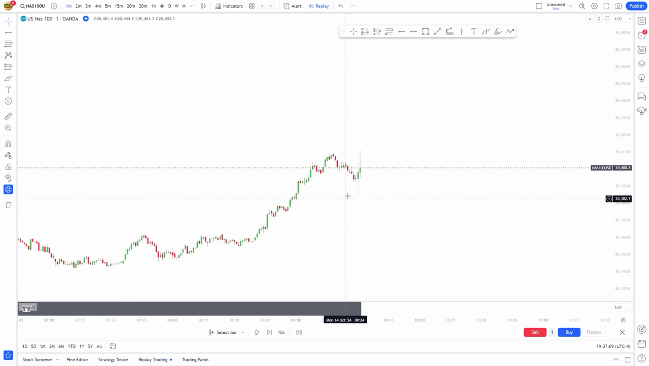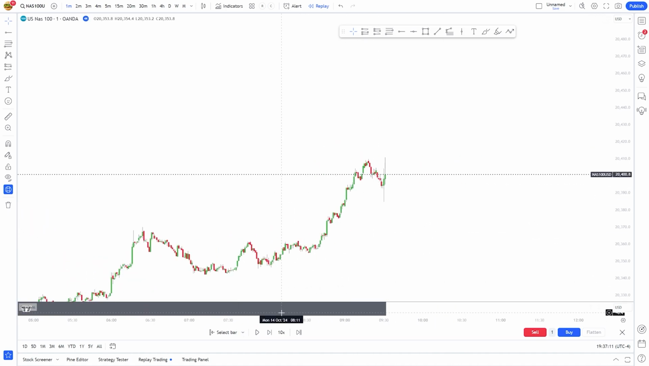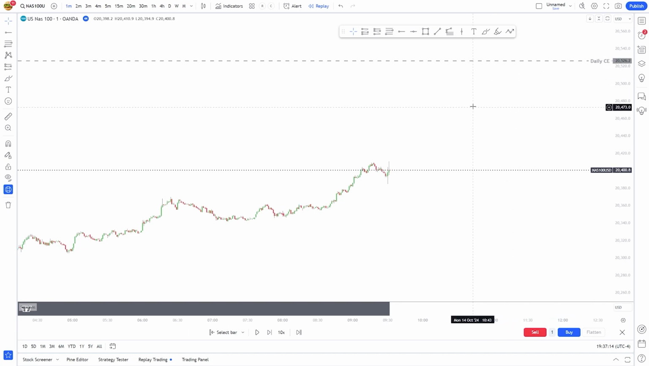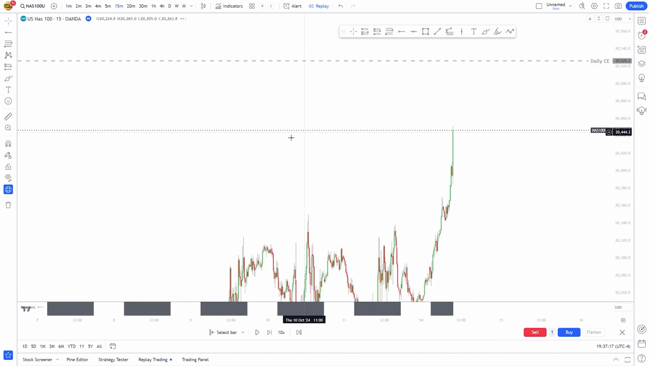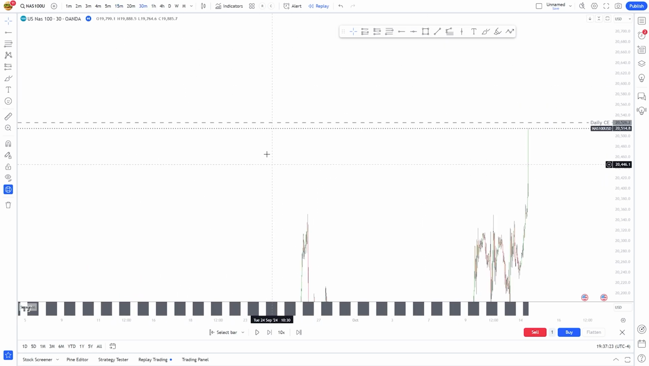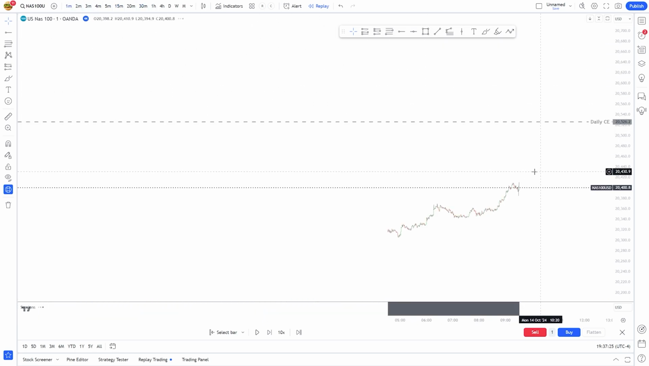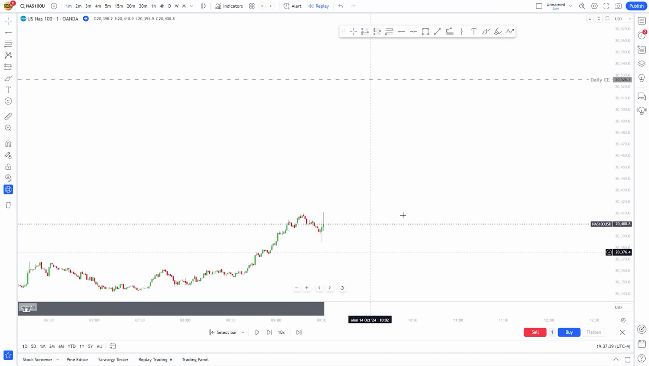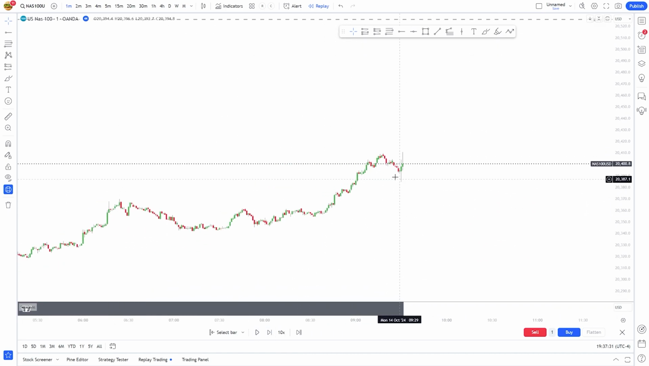Okay, right now I've skipped to 9:30, and again, we're still not there at this level. If we zoom out a little bit more, there's nothing much on the 15-minute chart or 30-minute chart. It's just all from that daily chart. So let's keep playing. Let's see what happens at 10 o'clock, or 9:50.